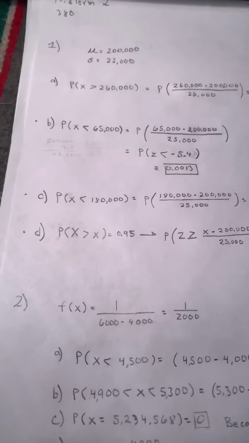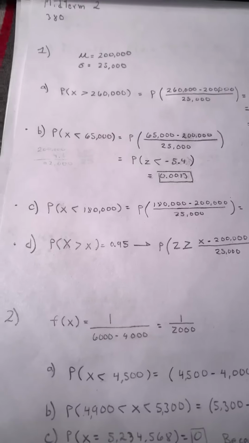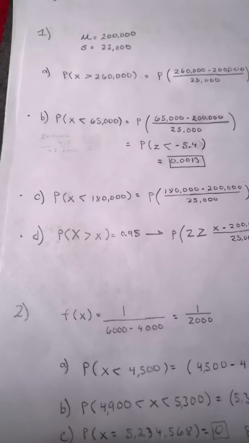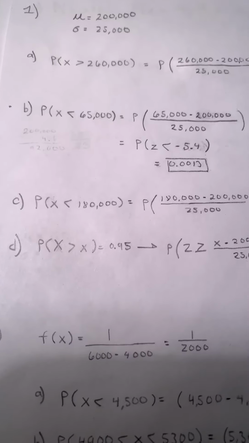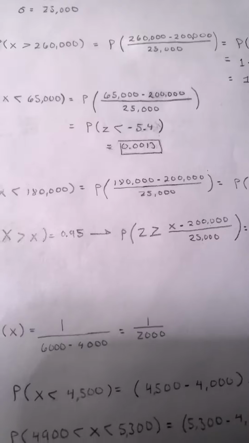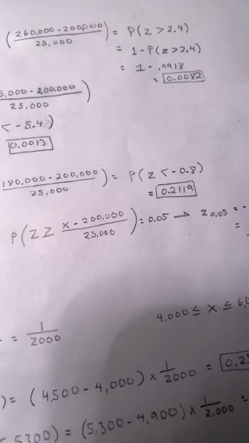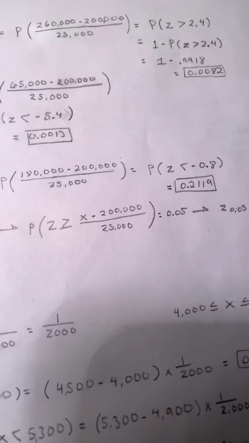0.0013. Part C, it's asking that our battery packs last for 108,000 miles at least. So it's pretty much similar to part B. I did P of X less than 180,000. So 108,000 miles minus 200,000 divided by 25,000, we get negative 0.8. And according to our z-score, we get 0.2119.